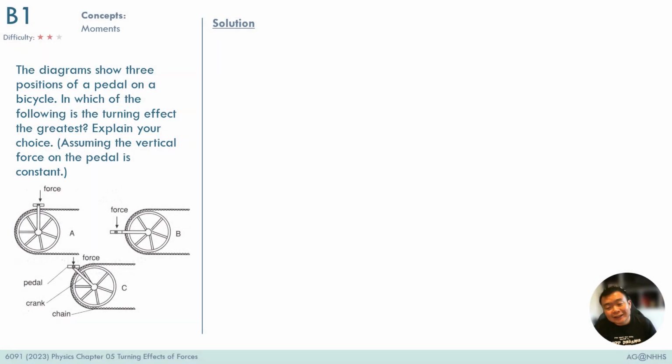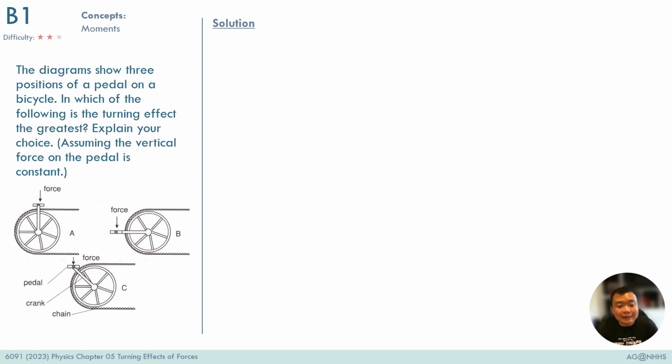This question uses the concept of moment, and you are required to determine which of the three scenarios, pedal positions, will give the maximum moments or the maximum turning effect. Now, moment is affected by two things. As you know in the equation, moment is equal to force times perpendicular distance.